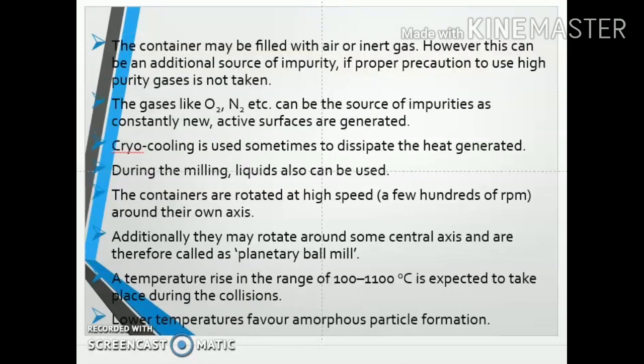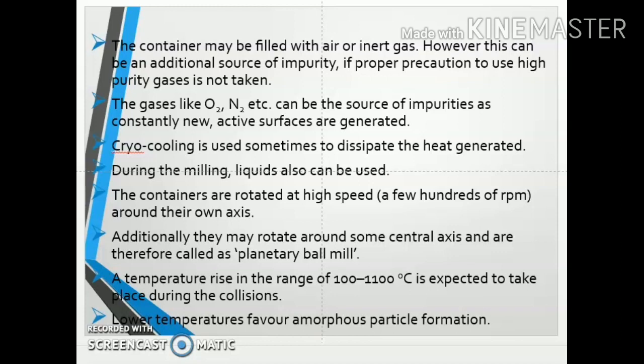The container may be filled with air or inert gas. However, this can be an additional source of impurity if the proper precaution to use high purity gases is not taken. The air or inert gas, if introduced in impure form, may lead to the formation of further impurities by reaction with the substrate or the material to be synthesized in high energy ball milling. It can react with air or inert gas, and it may produce new impurities.